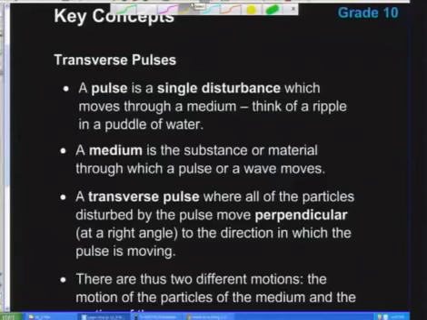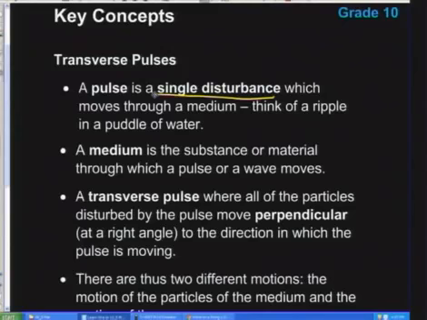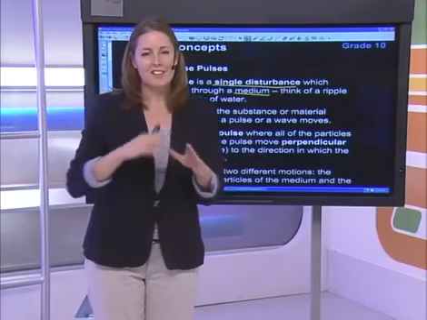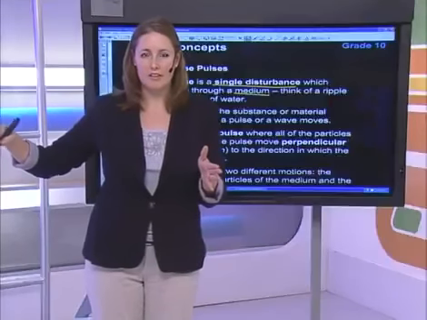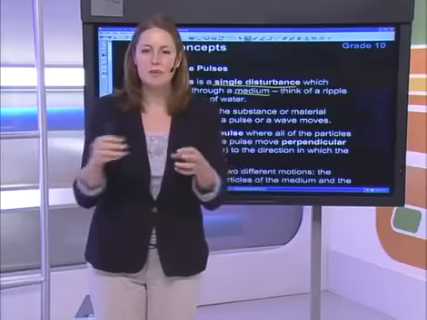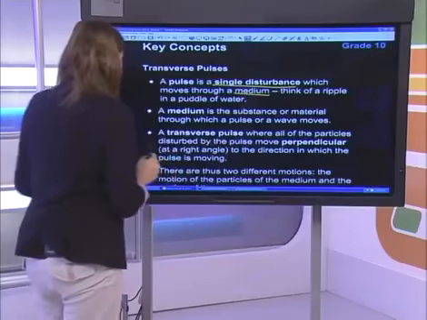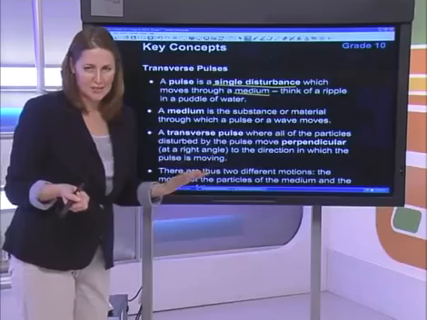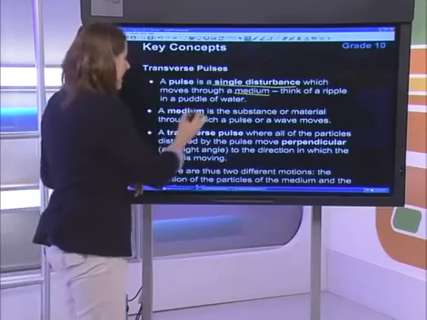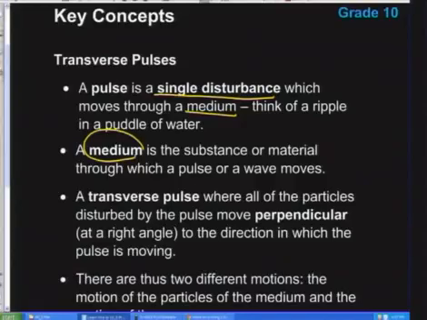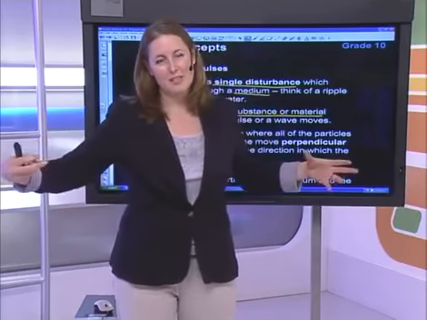A pulse is a single disturbance which moves through a medium, like a ripple in a puddle of water, okay? Just one single little ripple going along. Now, usually ripples come with lots of ripples, but we've just done a pulse, a single disturbance traveling through the medium. What is a medium, you ask? Well, it's a different word. A medium is the substance or material through which the pulse or the wave moves. So in this case, what we just had on the studio floor here was the coils as being the medium.